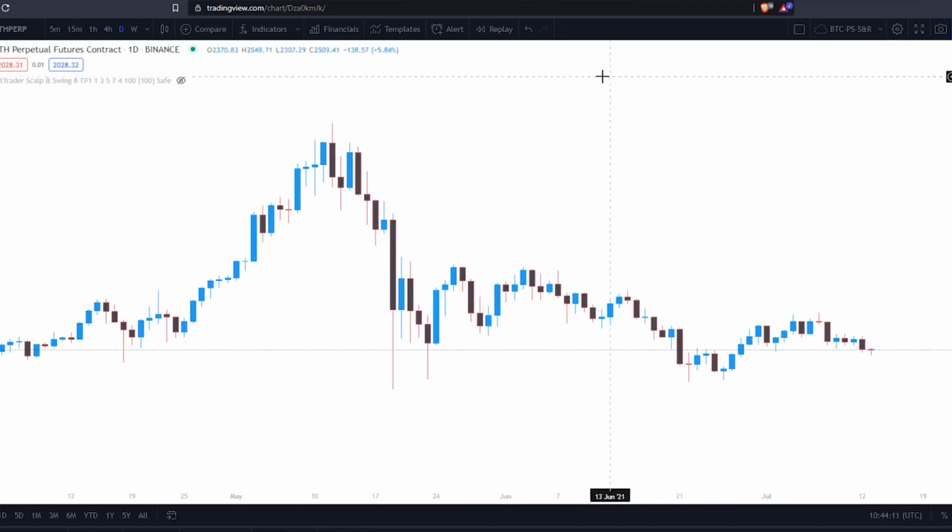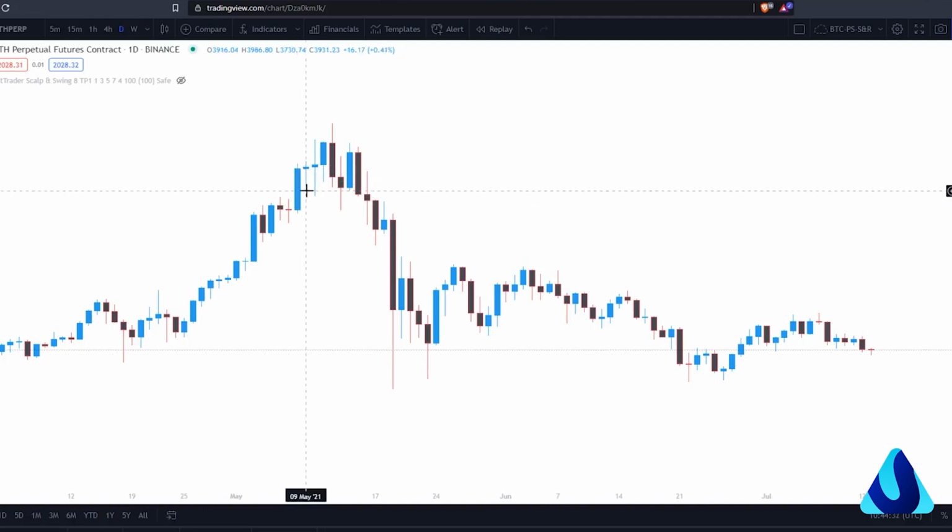Okay, so here is a standard chart for Ethereum perpetual futures contract on Binance, and we're on the daily chart. So we're going to break down what a candle is, and we're going to give you an overview on how they work and what they represent. So each one of these candles represents a day of trading volume.